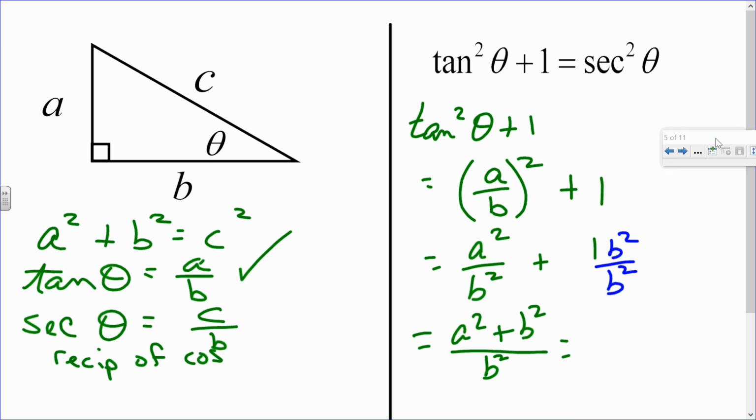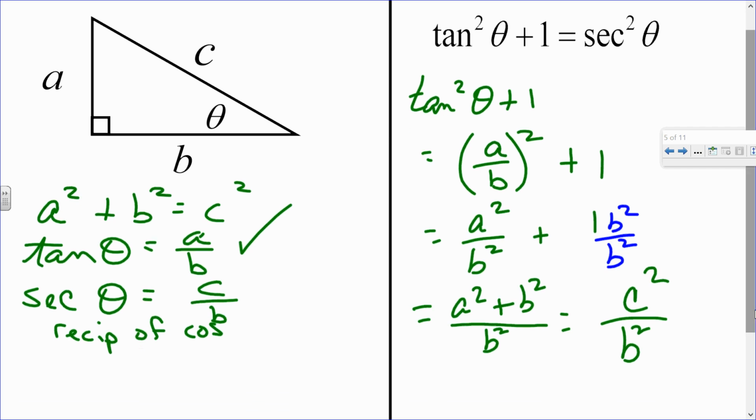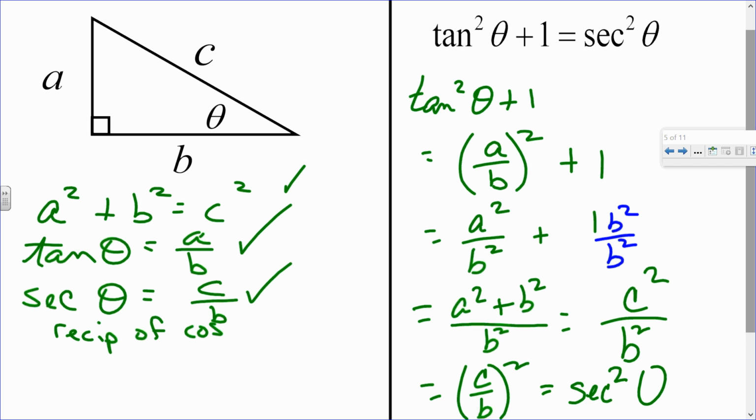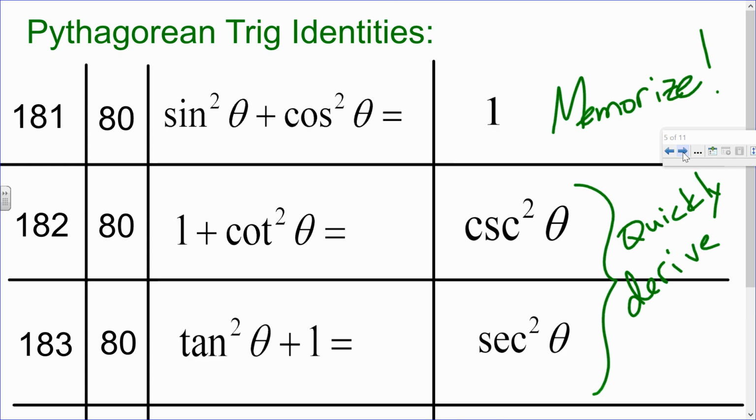A squared plus b squared is c squared, so the numerator is now c squared. I've got c squared over b squared, but that is c over b times c over b. And what did we say c over b is, everybody? So this would be secant squared of theta. And that's what we wanted. So everybody good with how you prove the three basic Pythagorean trig identities? Okay, let's put these three in your formula list.